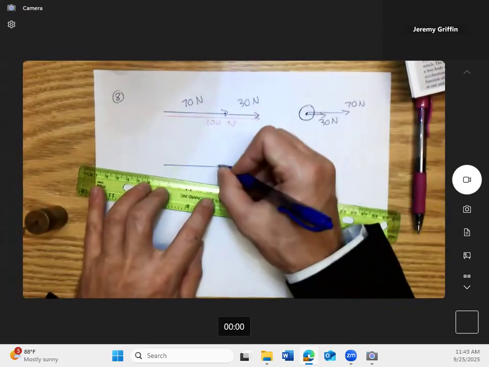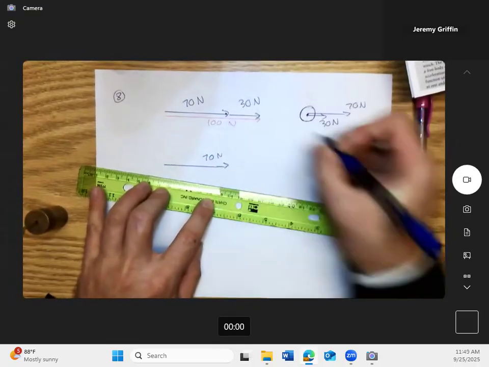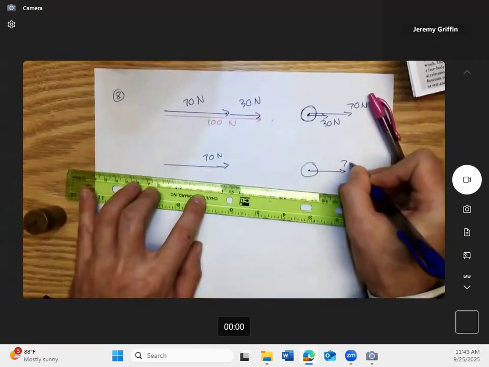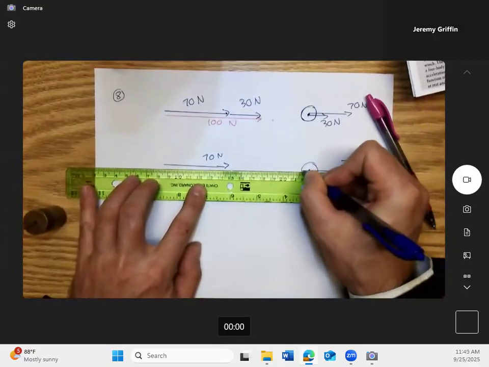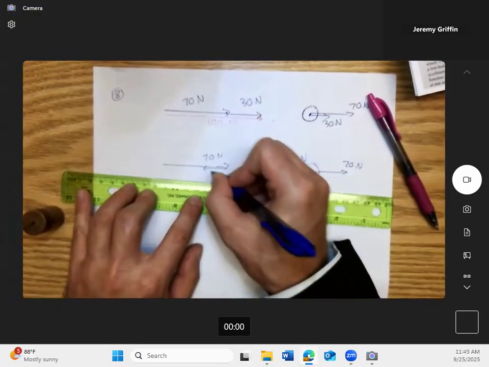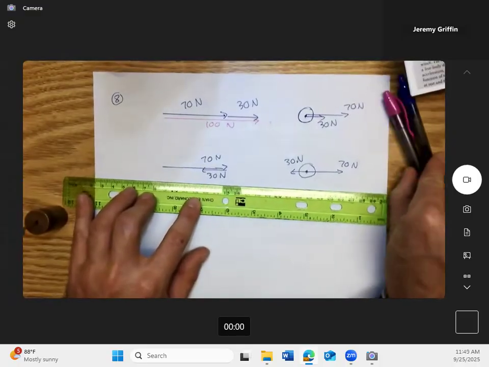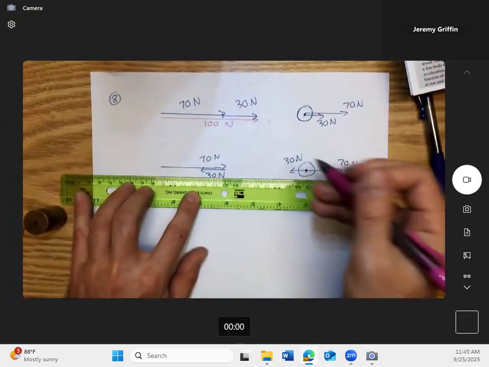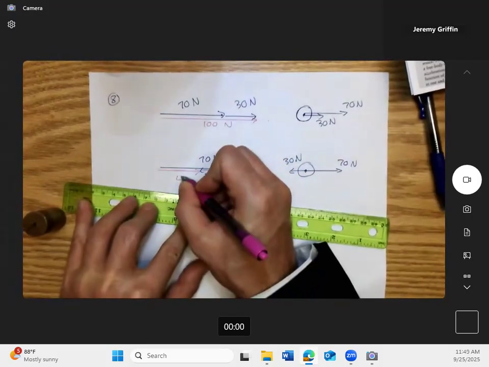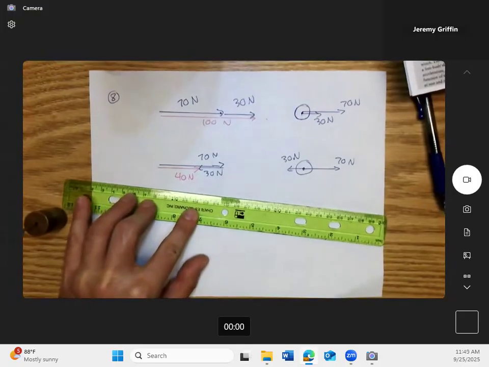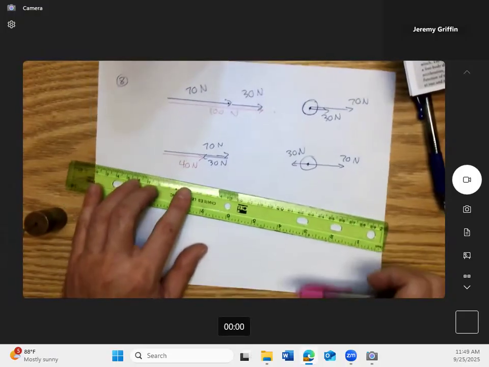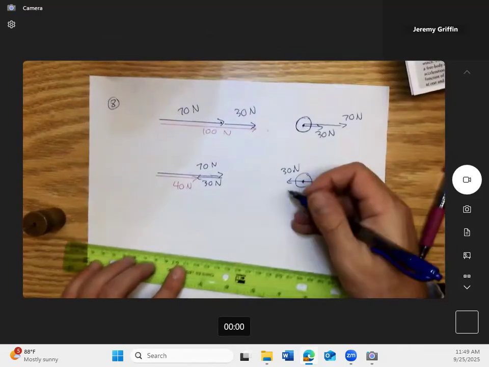What if you have 70 newtons to the right? Here's your free body diagram over here. 70 newtons to the right, and 30 newtons to the left, like that. Okay. Can I add these tip to tail like that? 30 newtons. You guys, what would the resultant be for that situation? It's as if there's a what force acting on it? 40 newtons. You guys see 40 newtons? Right. Do you think that would probably be the minimum that you can get out of those? Yeah, right.